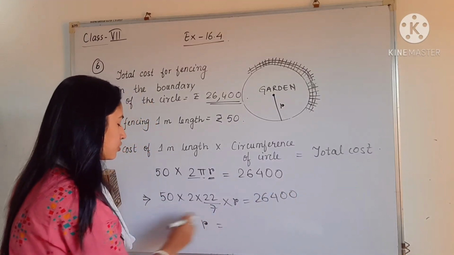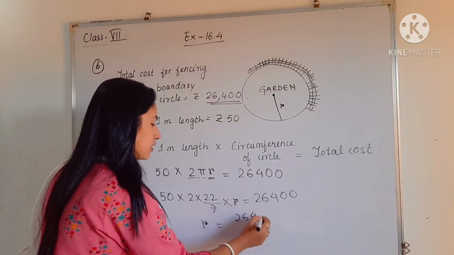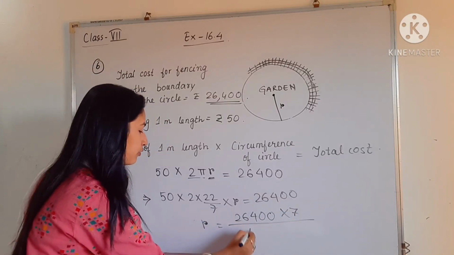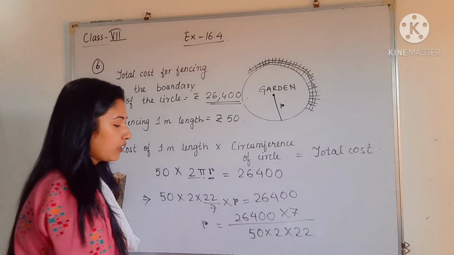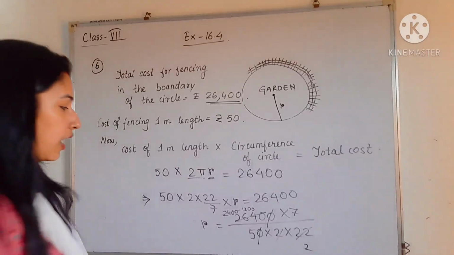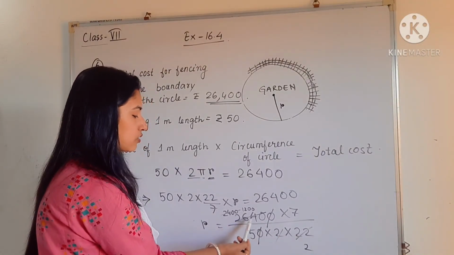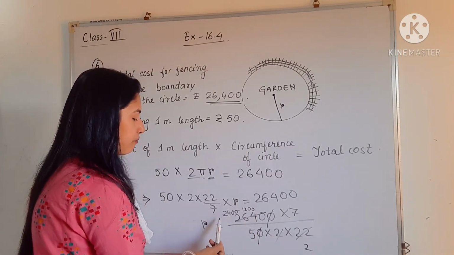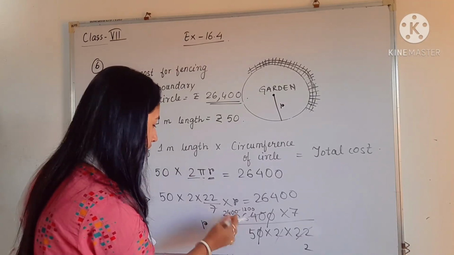Then after transposing all the numbers to that side, it will become 26,400 into 7 whole divided by, we can write 50 into 2 into 22. Okay, so one by one we will cancel out. So first of all 0 will get cancelled. Okay, so see how I cancelled. First of all 0, then 22 and 2640. This is also a multiple of 11. So 11 2s are 22, then 11 4s are 44, then 10.